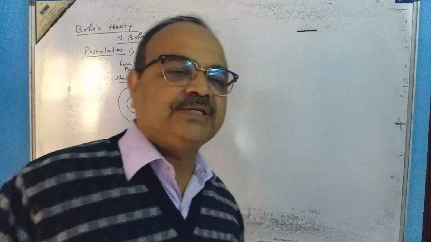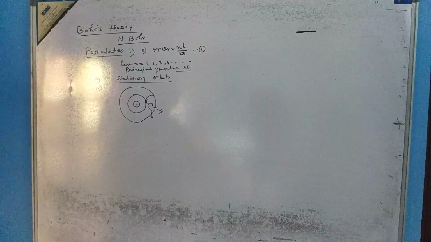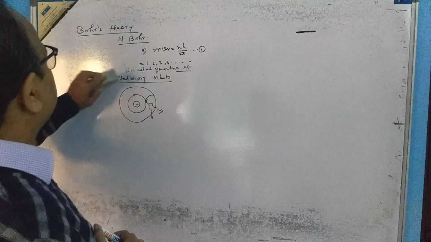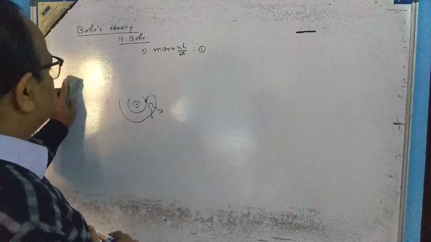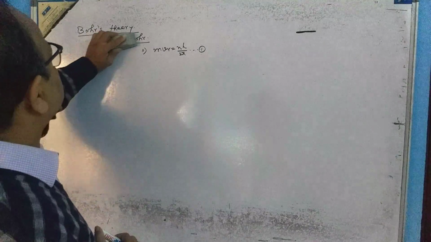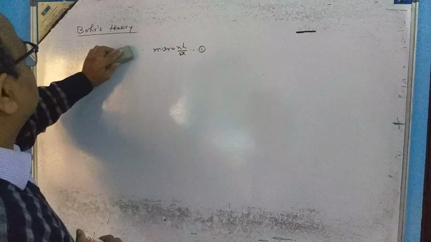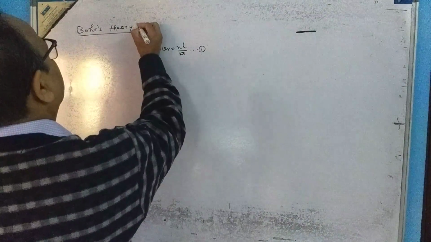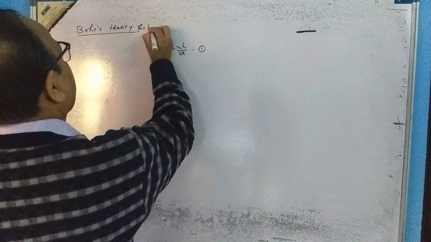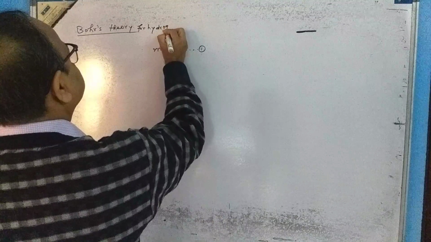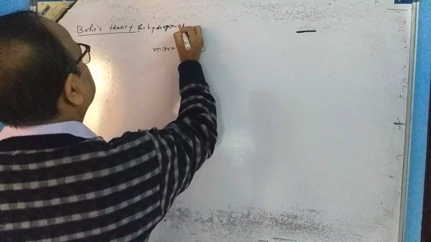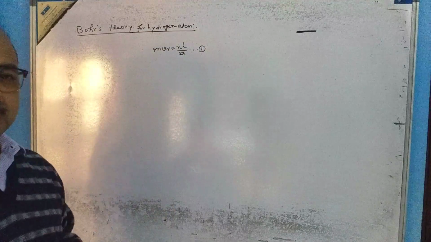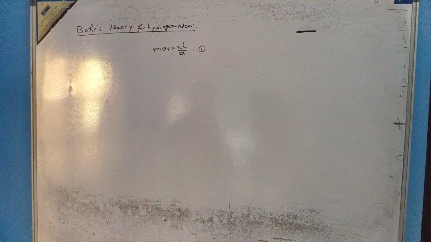Alright, in the case of the hydrogen atom, what I do here is I just remove this. Here also I remove this. Let this be here. Bohr's theory, I write here for the hydrogen atom. Let us now discuss Bohr's theory for the hydrogen atom.